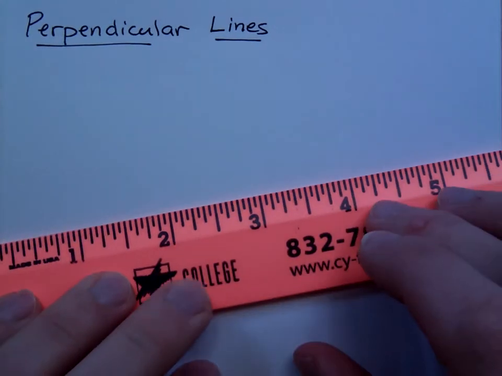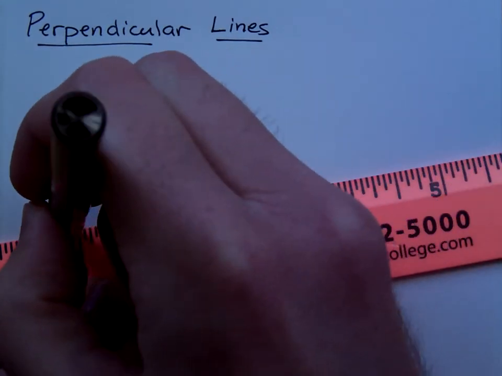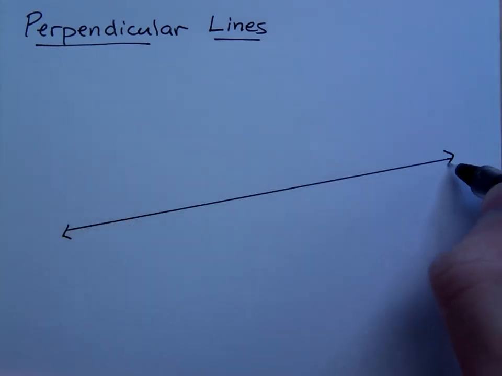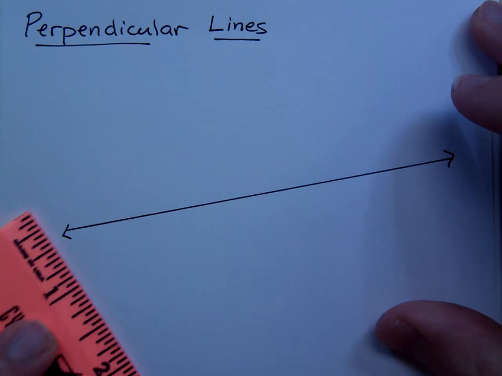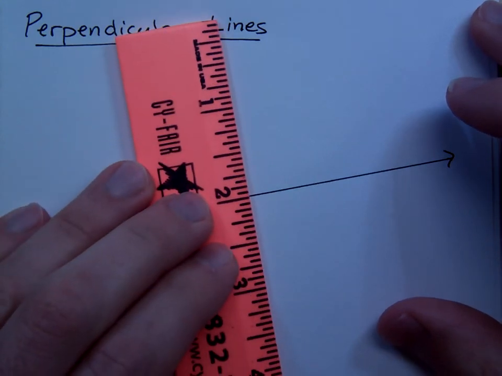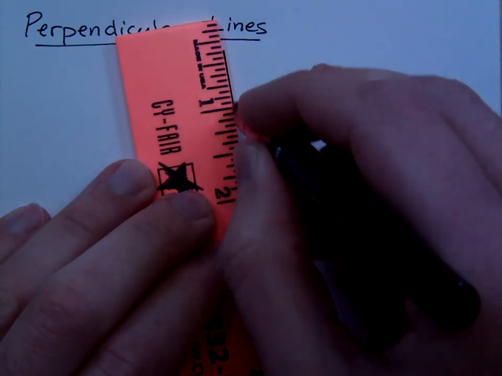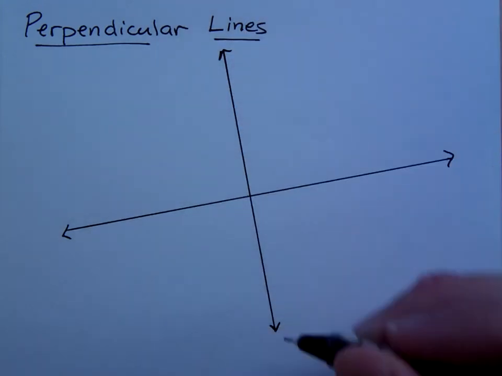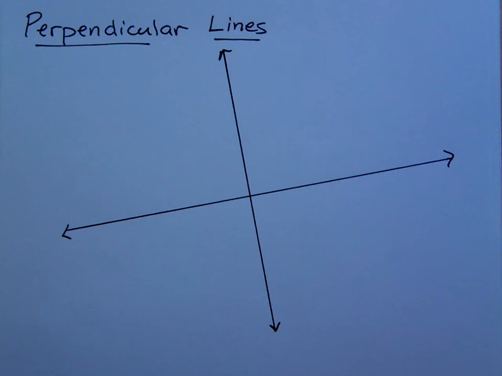Do you guys know what perpendicular lines are? Nothing. You know nothing. You're so quiet today. That's fine. Let me give you an example of perpendicular lines. They what? They create angles. They create right angles.